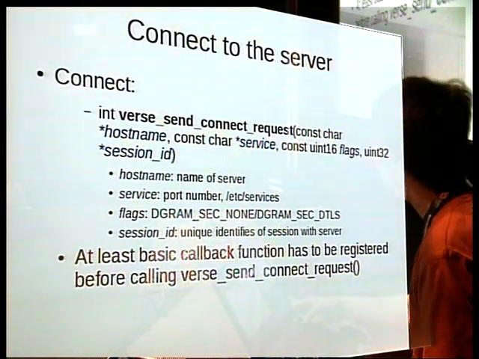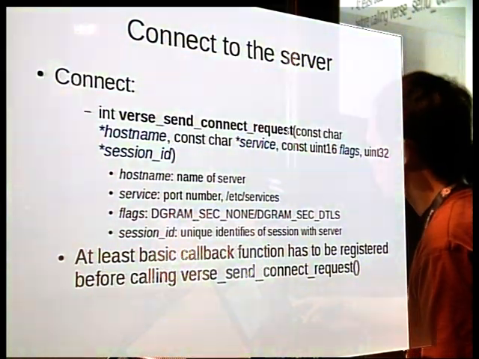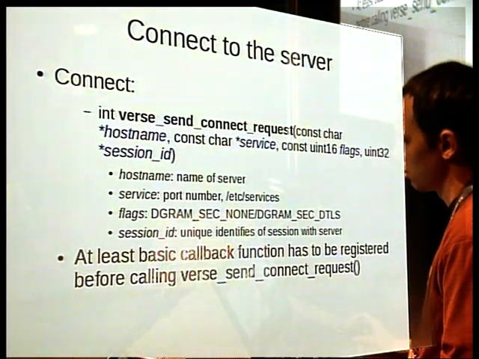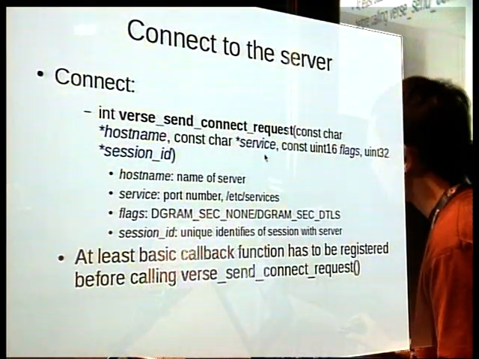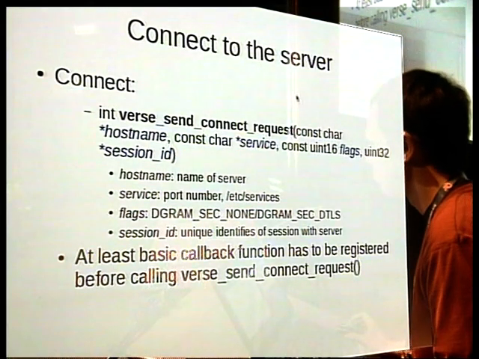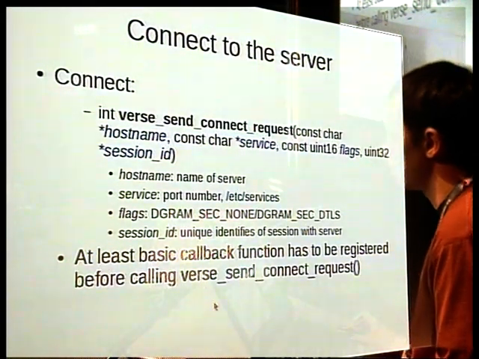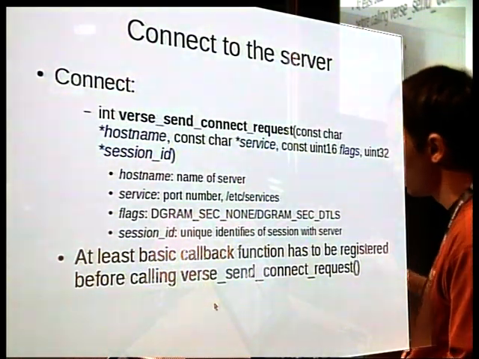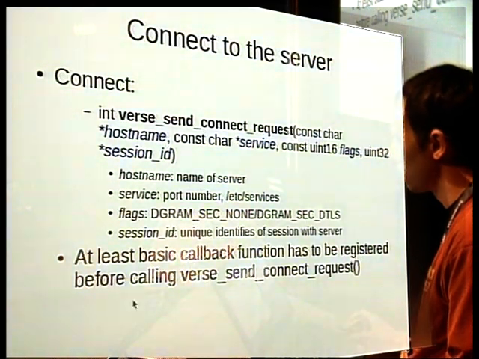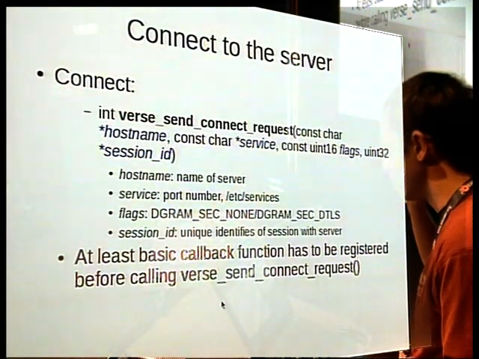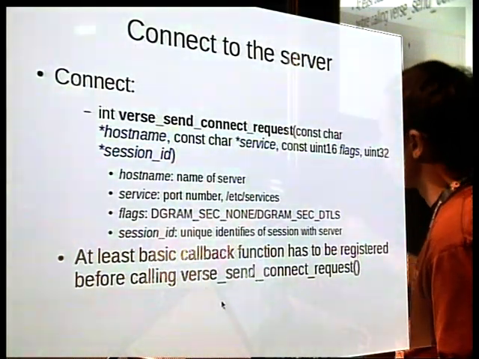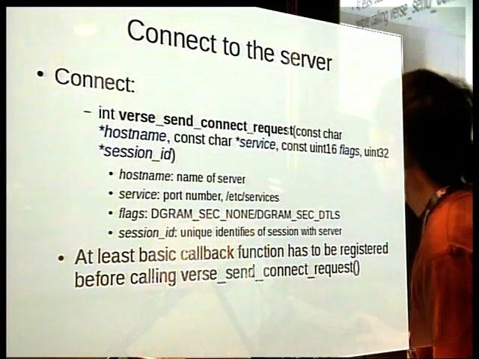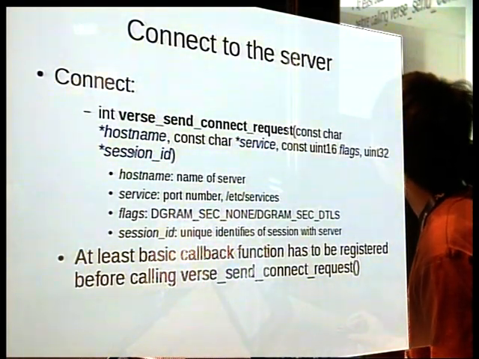The function, for example, that connects you to the Verse server is different too. There is a host name and port number. You can add some flags saying whether you want to use encryption on the UDP connection or not, for example. And when you register the necessary callback functions beforehand, this function returns a valid session ID.